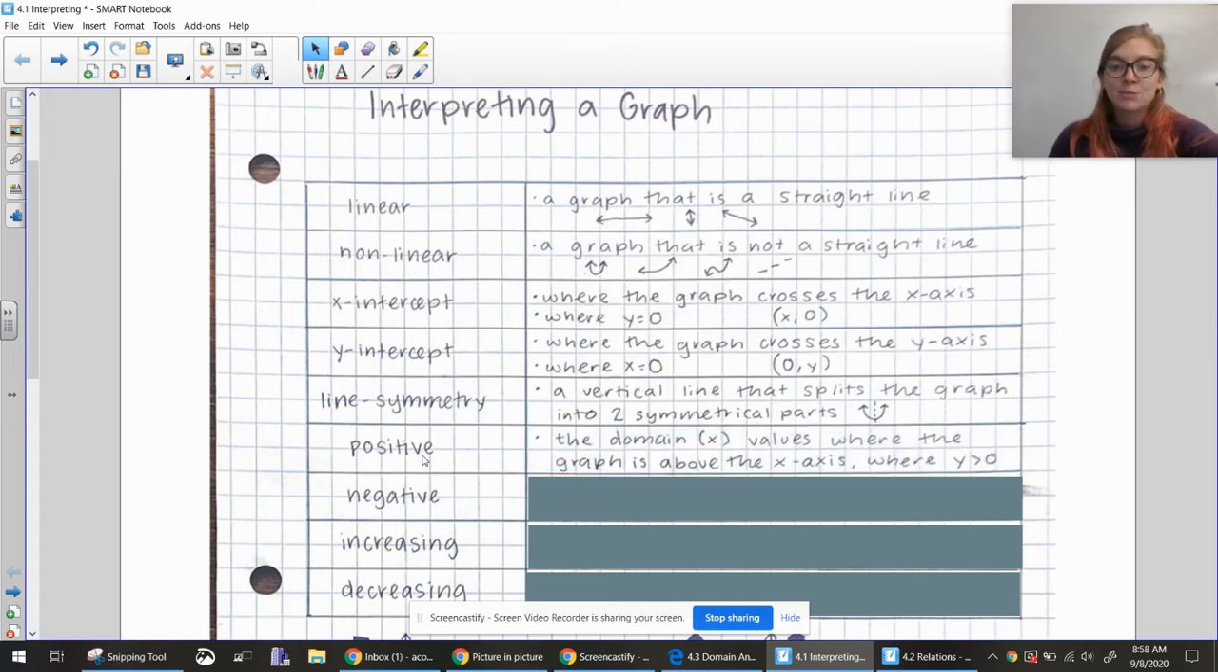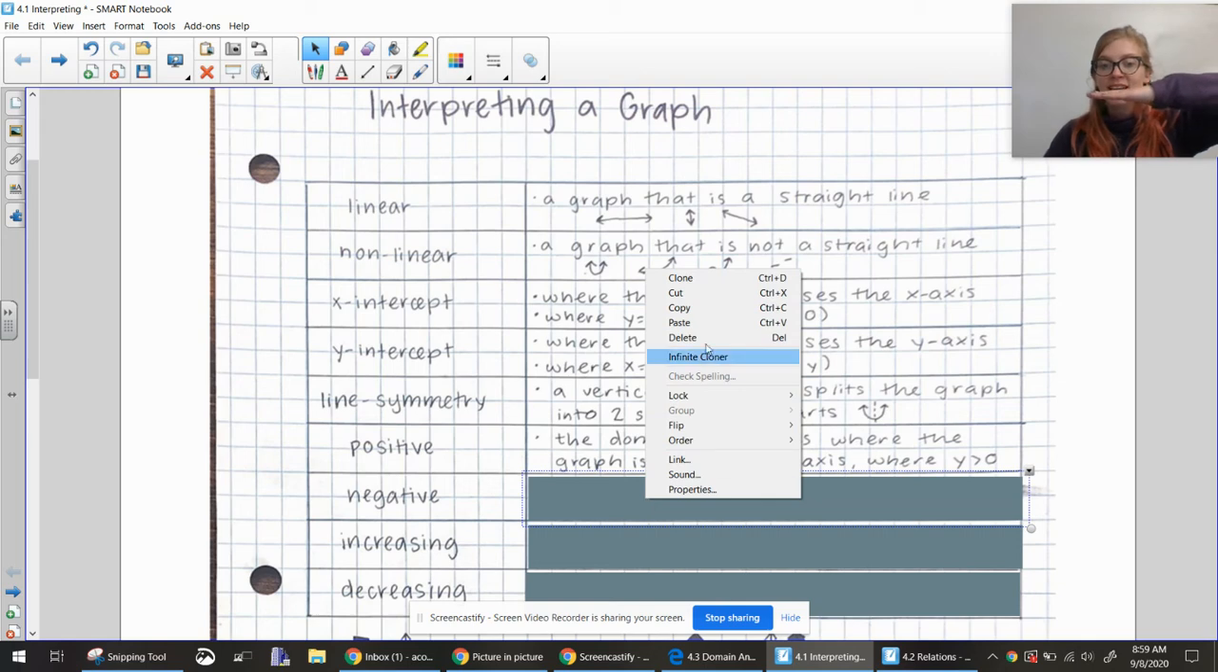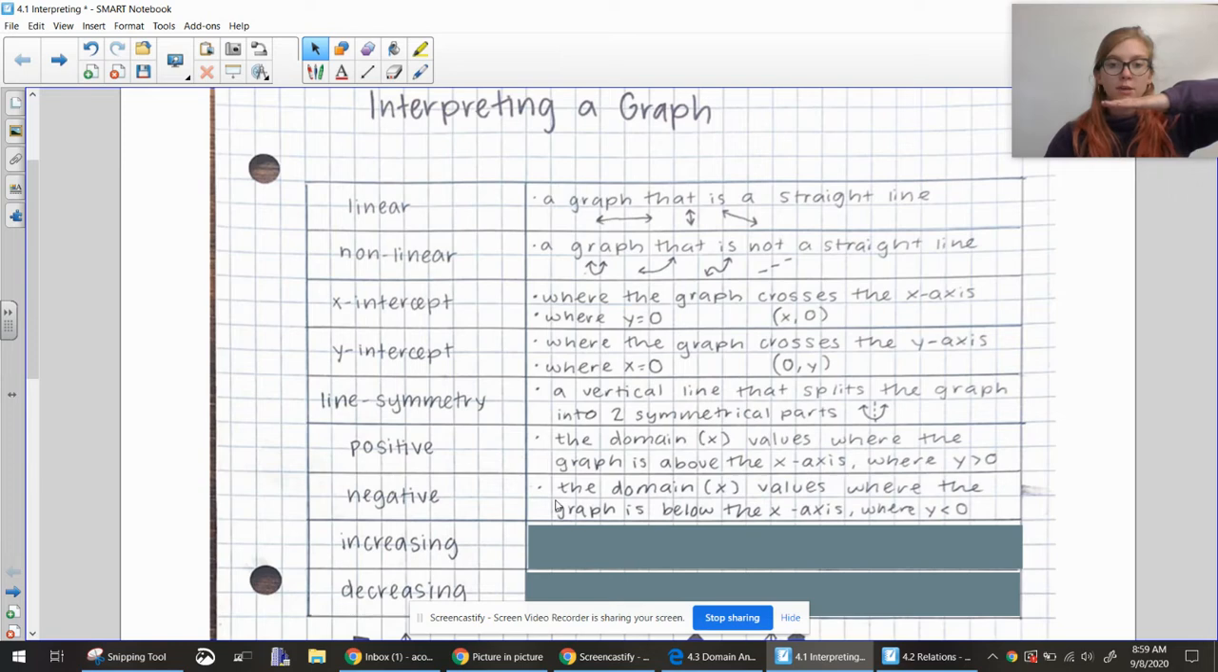The graph is positive any place where the y values are above the x-axis. So any place where y is greater than 0. So we'll see this in a second, but anytime there's any part of the graph above the x-axis, that's where the graph is positive. Anytime there's part of the graph below the x-axis, that is going to be where the graph is negative. So the values where it's above the x-axis are positive. The values where it's below the x-axis are negative.